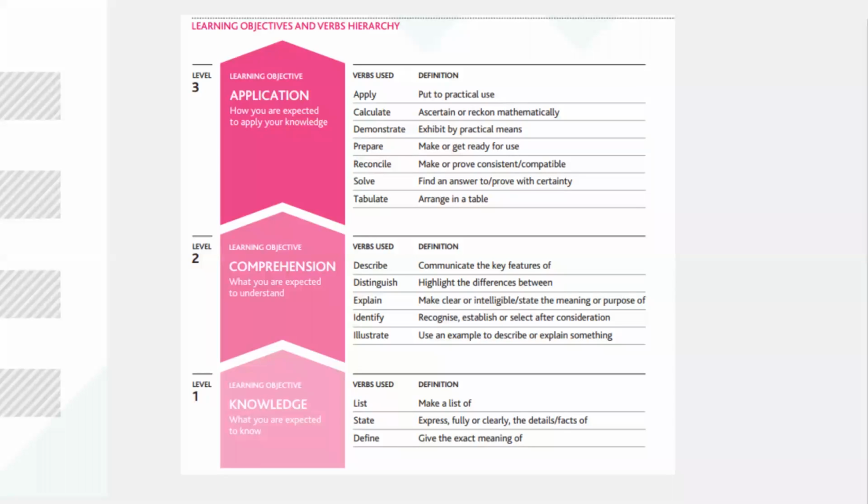So what we're focusing on here is the lower end of the learning objectives. And what I want to particularly draw your attention to is level 2, because all of the questions in BA4 are at level 2. So what CIMA are testing is comprehension. And the verbs you're going to find in the questions are describe, distinguish, explain, identify, and illustrate. And you'll find some of these crop up more than others. I suspect you'd find explain and identify the most.